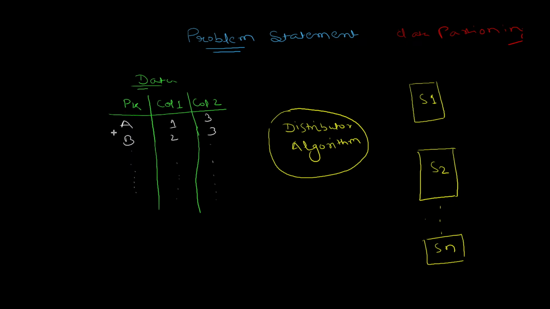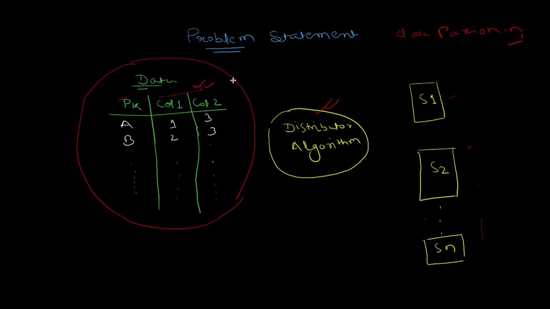Let's say we have a lot of data which can't fit into a single host. So we need to distribute this data over a set of servers S1, S2 and say Sn. We have to figure out what this algorithm could be so that the distribution is as efficient as it can be. Our data has a primary key and a few non-PKs.